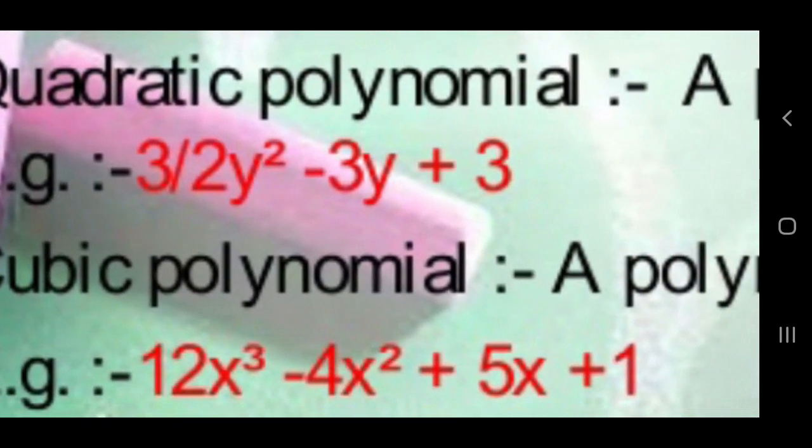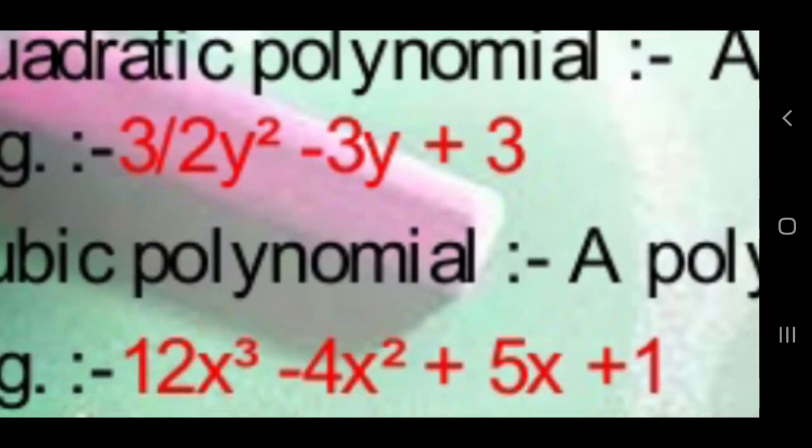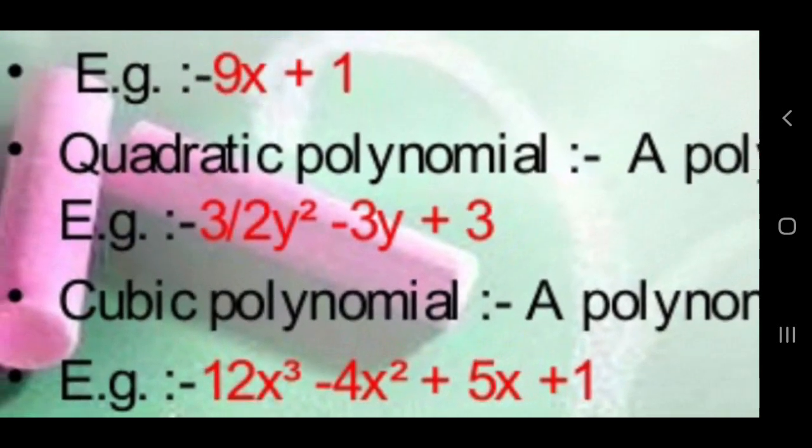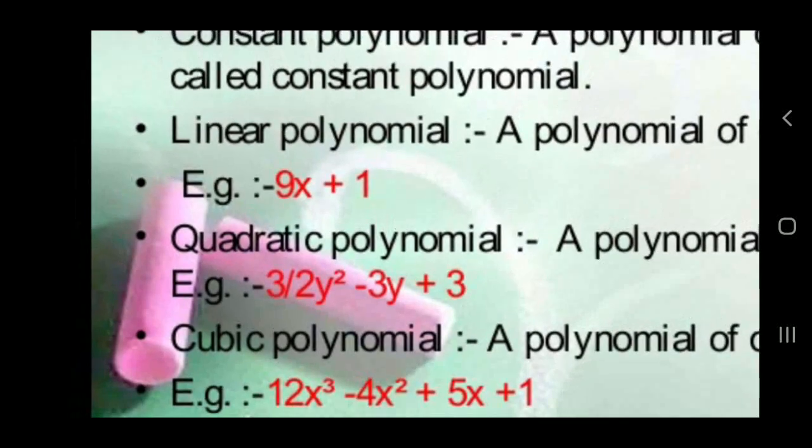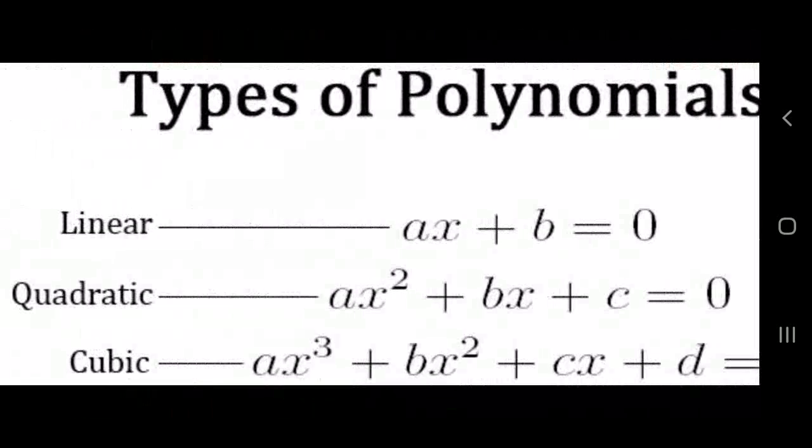Then a cubic polynomial, another example: 12x cube minus 4x square plus 5x plus 1. Then its degree: the maximum exponent is 3. So 12x cube minus 4x square plus 5x plus 1 is a cubic polynomial. Okay. Next.